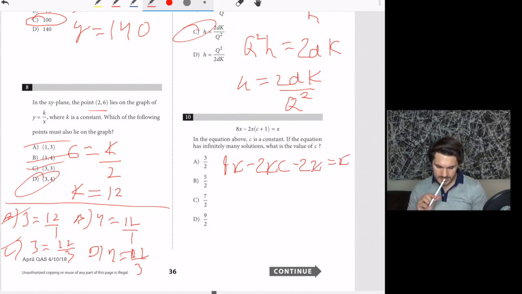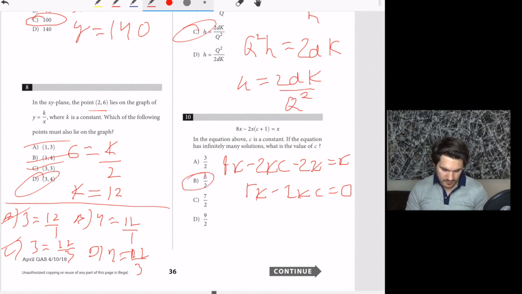Okay, let's see what we can do next. Maybe we can combine some like terms. So let's bring the x over to the left side. So we'll get 8x minus 2x minus x. If we do that, we'll get 5x minus 2xc equals 0. So the question now is, how do we make it so that the left side is equal to 0? What value of c will let the left side be 0? So basically, the only value that will do that will be answer choice B.